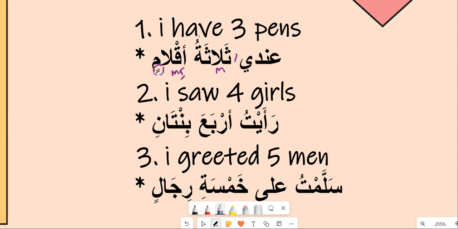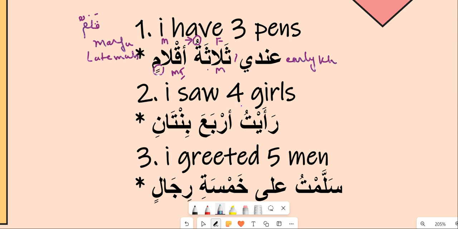And why does it have a dhamma? Because it's a shibh jumla, late mubtada. Late mubtada, I'm writing in short, and this is early khabar. And we have thalathatu aqlamin, and this is in marfu case. How do you know it's in marfu case? The dhamma here. Okay, and aqlamin, go back and check the gender of the madud. It's qalamun. So this qalamun noun is male. That's why you have a feminine number and a male madud.